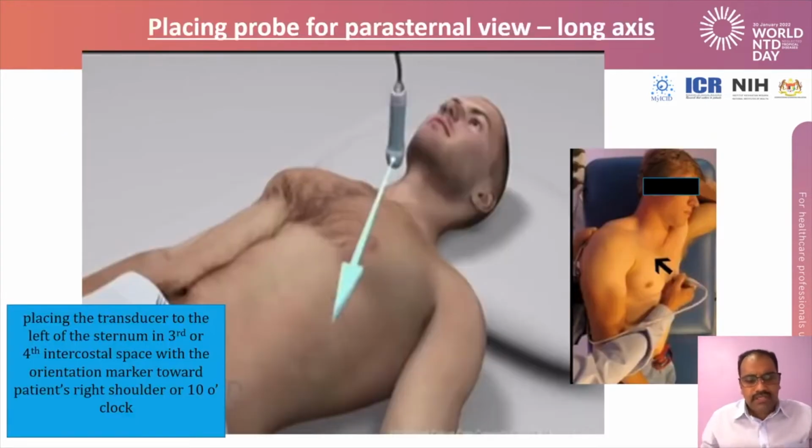So in this echo presentation, I think this will be the most important slide. I'm going to play a video, and when I play this video, you need to focus on a few points: how this probe is positioned on the patient, and look at the marker, how this marker is being placed to do a proper parasternal long axis view.